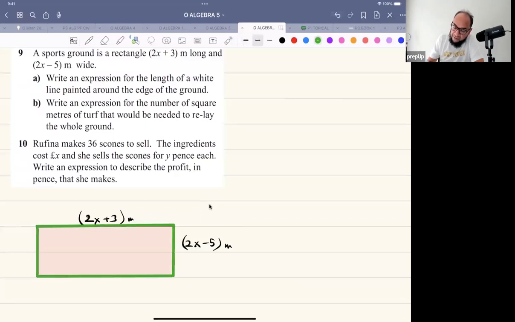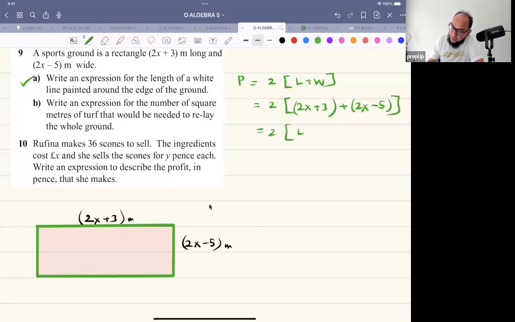So in other words, what we are talking about in the first part is the perimeter. So perimeter is 2 times length plus width. That is 2 times, L is 2x plus 3, and this is 2x minus 5. So 2x plus 2x, that is 4x, and this is negative 2, and this comes out to be 8x minus 4. That is the length of this line. So this is part A.